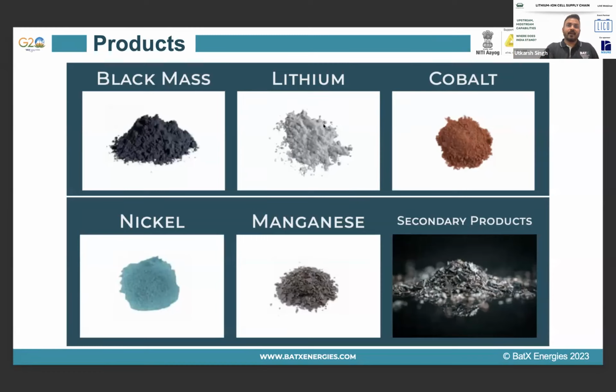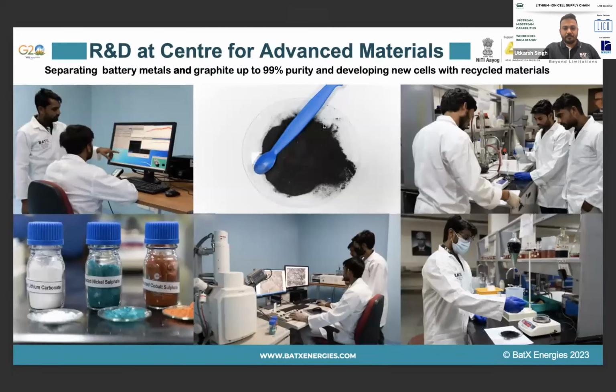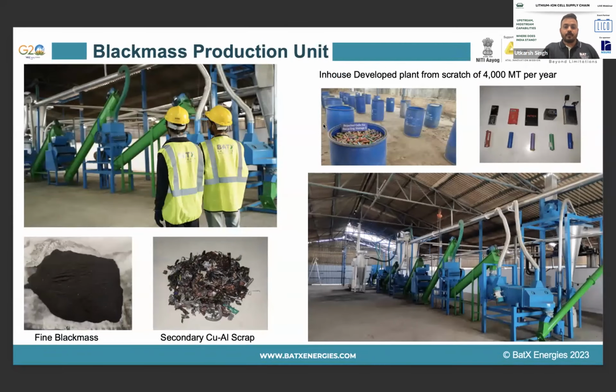Once these salts start being produced in India, I think a lot of cell manufacturers who are planning in a big way in India will be interested to tie up with a lot of recyclers. And that is how the material is going to be circulated. But until then, whatever is produced from recycling is exported from the Indian market at the moment. Here are some snapshots of how we are running our tests at our research center at Batex. And this is how our black mass production plant looks at the moment. It is a series of mechanical processes, and the plant has been developed in-house by us.